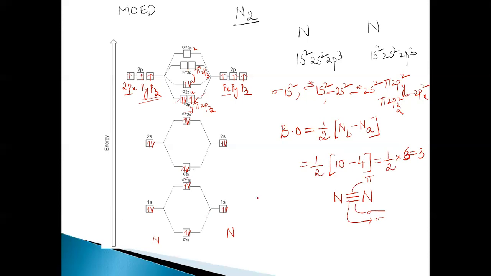So when you come to the properties here, since the bond order is 3, the molecule does exist and it is stable because the bond order is 3. So I'll write these properties here. This is the increasing energy of the orbitals. So it is a stable molecule and it does exist.